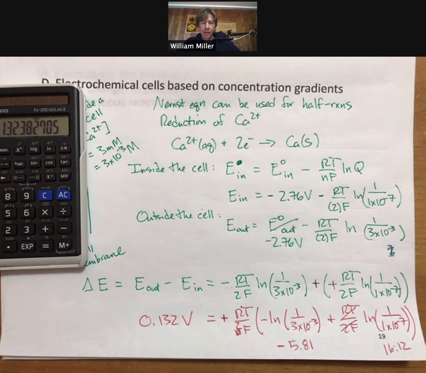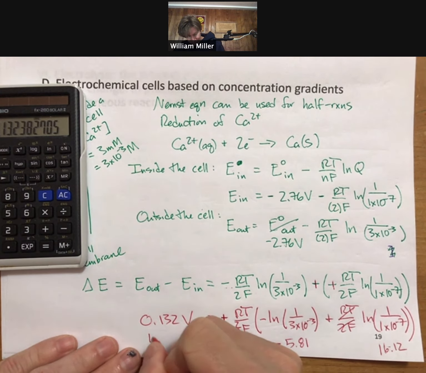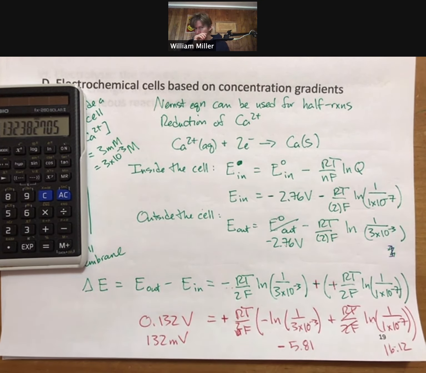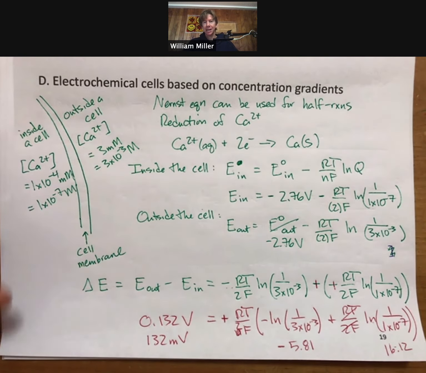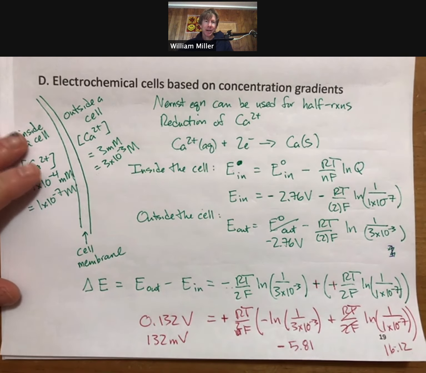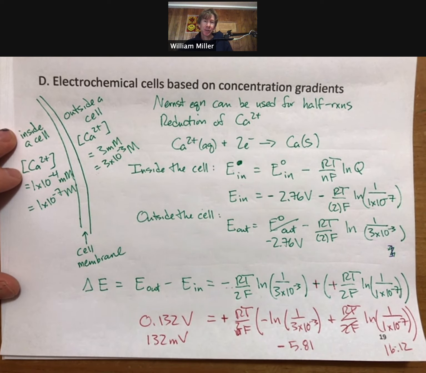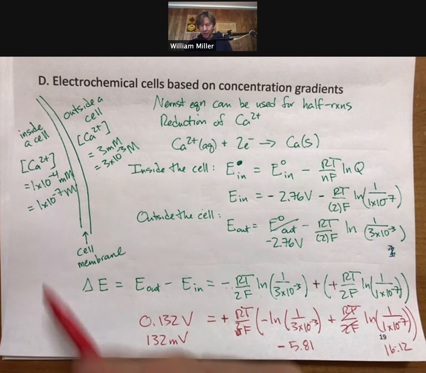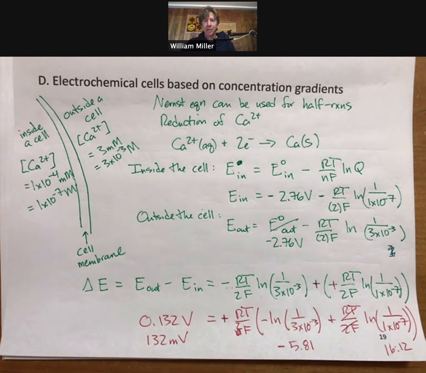volts. Not a large number, but not a small number either, and they're typically reported as millivolts. There is a 132 millivolt difference, at least in this approximation, created just by the calcium ions and the concentration difference across the cell membrane. And if you add up all of the different cell potentials across a membrane, you can get up in the volt range, which is approximately what you need to fire a neuron. Pretty cool.